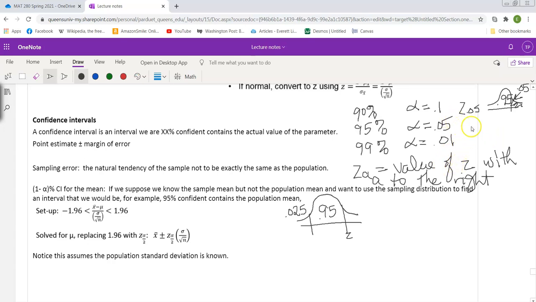All right, and it works the same way here. This would become Z of 0.025. And that means 0.025 is to the right, so 0.975 is to the left. And over here, this would be 0.01 divided by 2, which is 0.005. So you'd be looking up 0.995 to the left there.